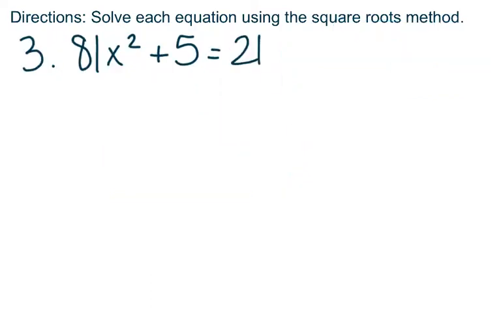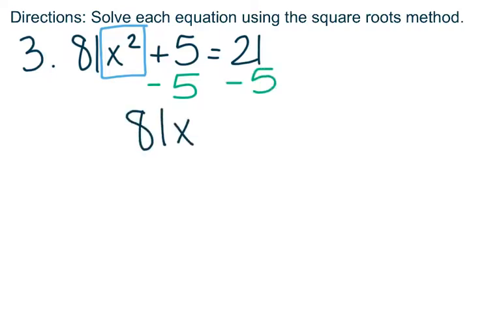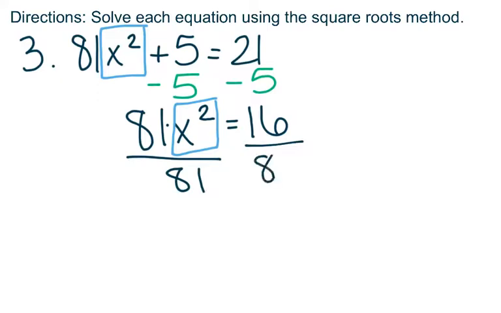Alright, let's do this one. We're going to isolate x squared. Whenever there's anything being added or subtracted, get rid of that first. So I'm going to get rid of positive 5 by subtracting. Okay. And then x squared is still not isolated, so remember 81 and x squared are being multiplied. I'm going to get rid of multiplication by dividing. So x squared equals 16 over 81.